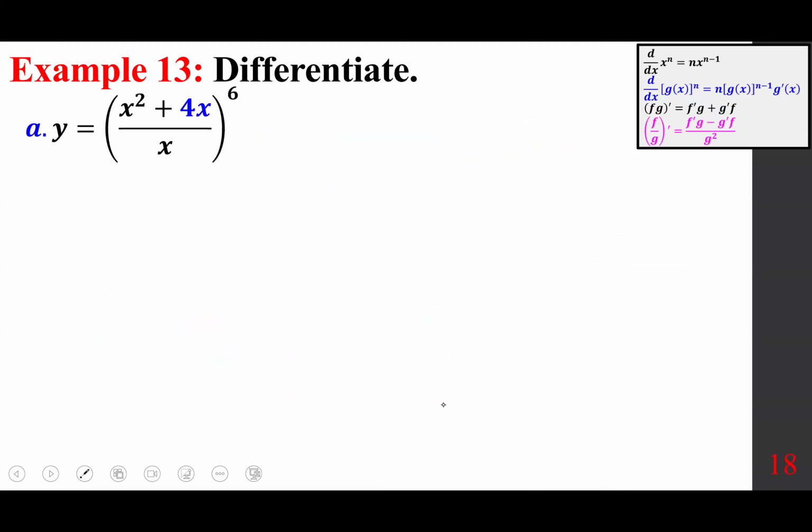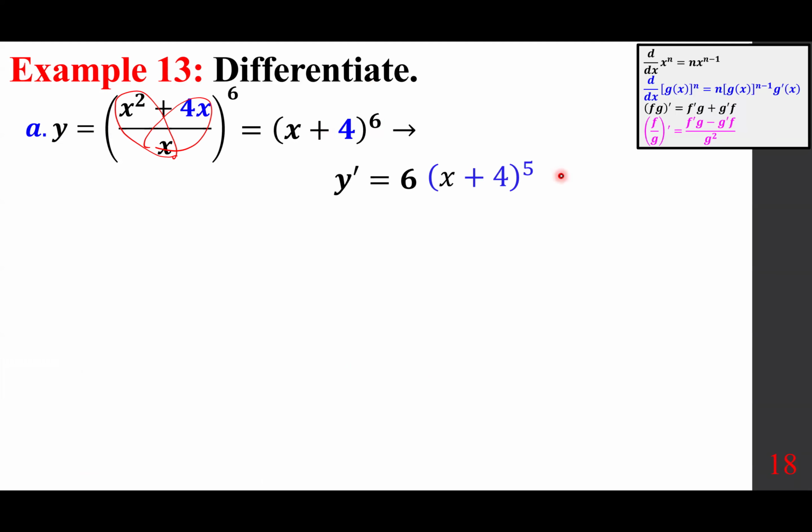Y is x squared plus 4x over x to the power of 6. How do we differentiate that? First and foremost, simplify any fraction if you can. This is x, this is 4. Now, use the extended power rule on that. 6 times x plus 4 to the power of 5 times the derivative of the inside. Although it's 1 and it makes no difference, I like to write it in case it's something else. And of course, you're done. 6 times x plus 4 to the power of 5 is your final answer.